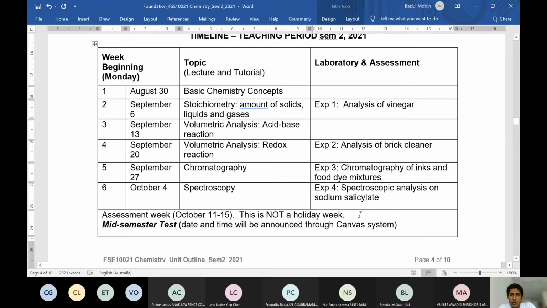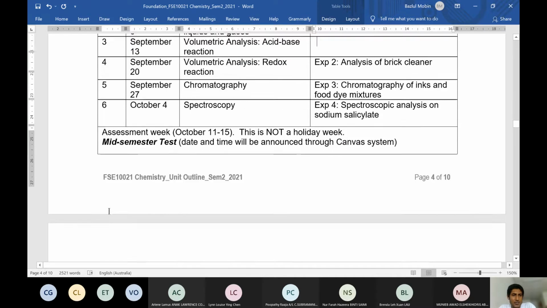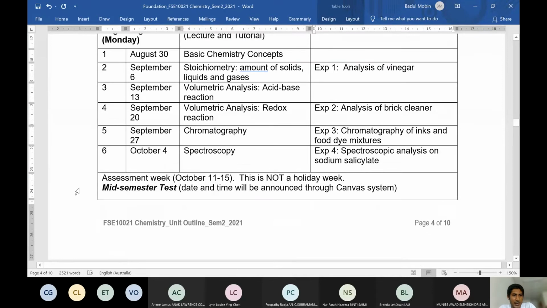But from week 4, there is experiment 2. After week 4, week 5, we have experiment 3. Week 6, we have experiment 4. And then, oh, I think there is a mistake here. This thing will come after week 7, yeah?